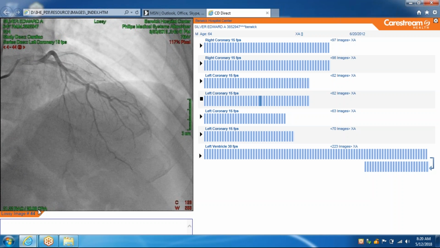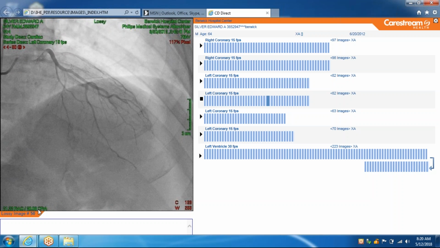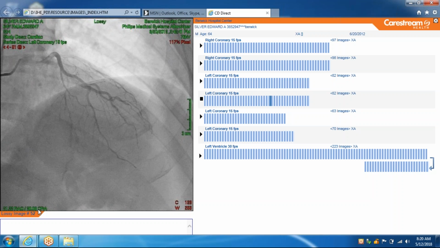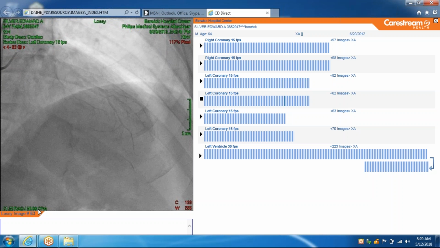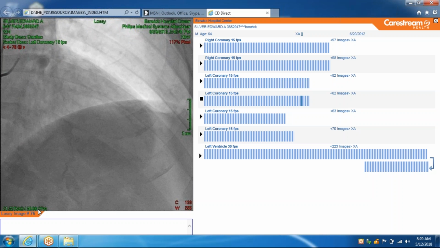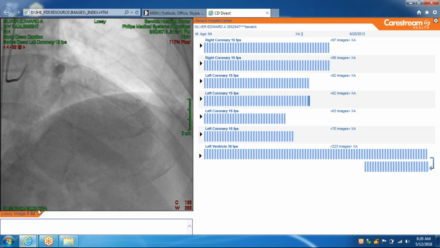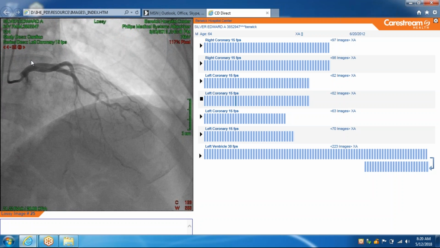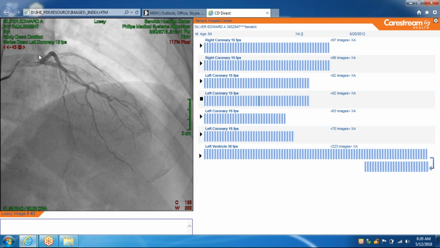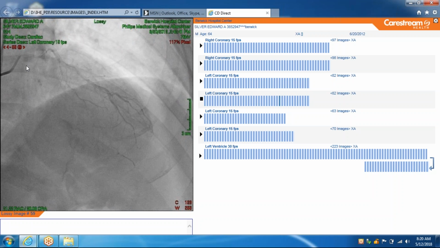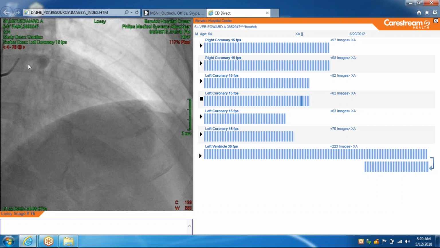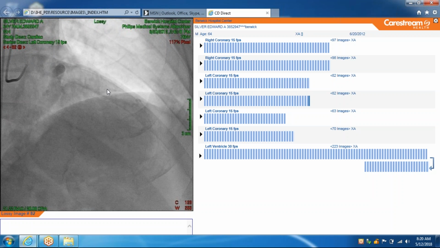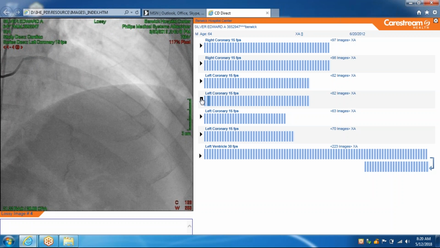So it's another view, and these are the coordinates for this view. RAO cranial. The number denotes the degrees. So it's on the right side, tilted at 21 degrees, and it's towards the head. Let's play that again. The left main coronary artery is right there. Again, the left main is going to divide into a circumflex and a LAD.